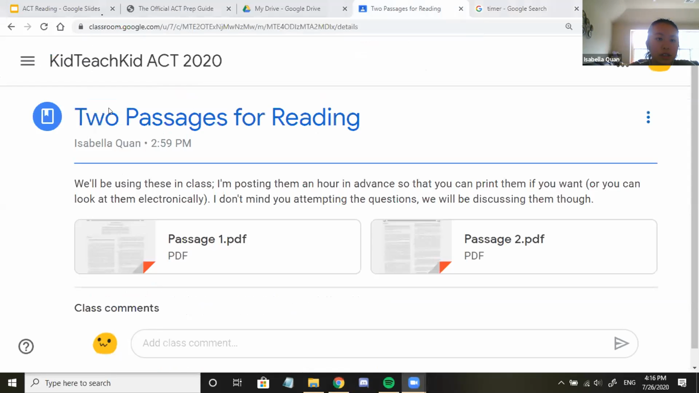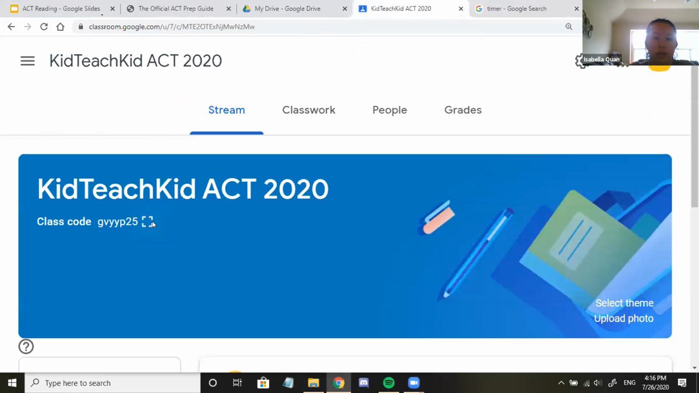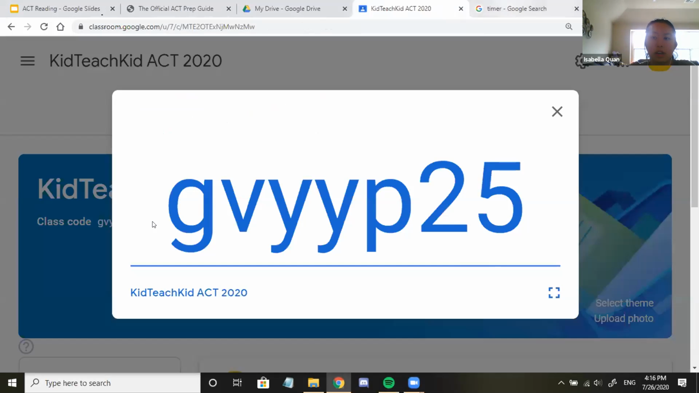The code is GVYYP25. I have posted this like 10 times. So just write it down first and then you can put it in.